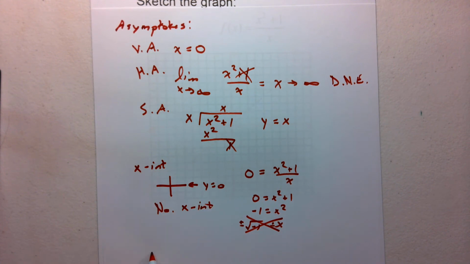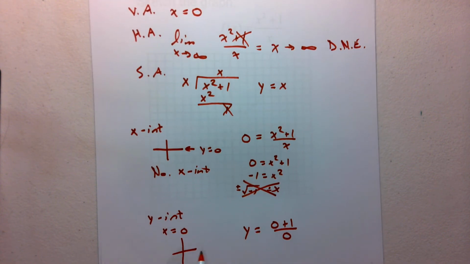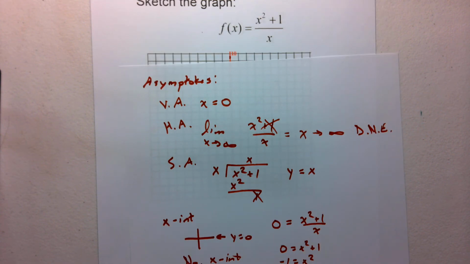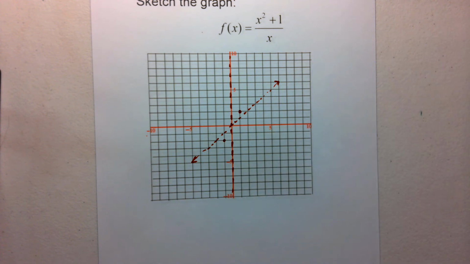So we go into our y-intercepts. And our y-intercepts are when x equals 0, so when we cross the y-axis. In that case, our x equals 0. So if we plug in x equals 0, we get y equals 0 plus 1 over 0, which can't happen either. So we know that's not possible, so there's no y-intercept either. So let's go ahead and look and see what we have.